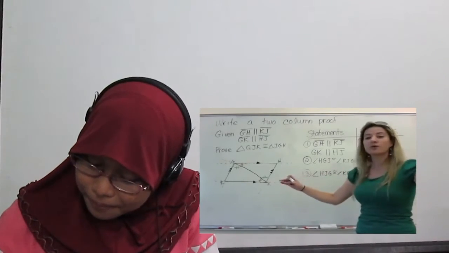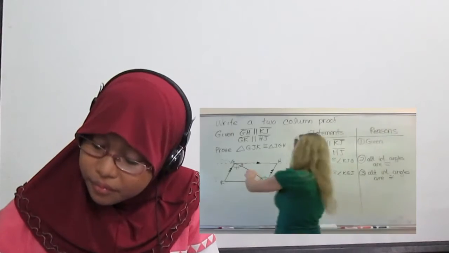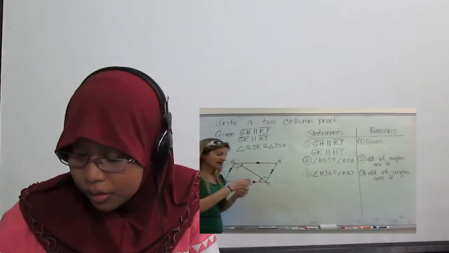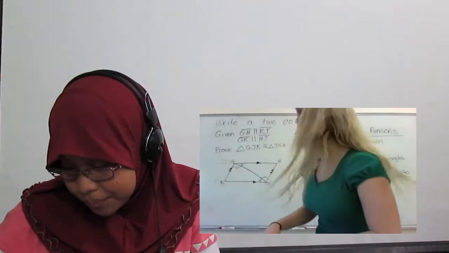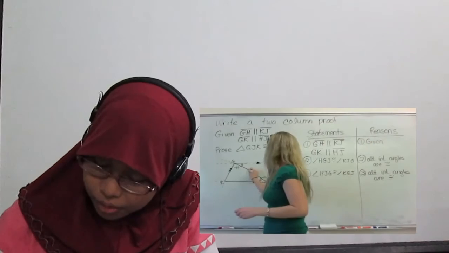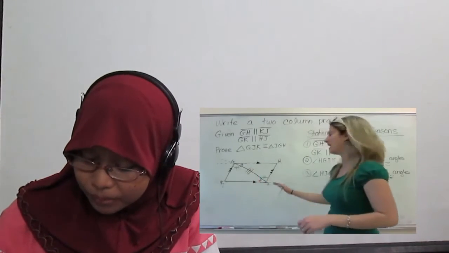But the other one was shared side. And guess what? They share this side in the middle, side GJ. Look at that. Fabulous. What should I mark it off in? Student: Black. Yes. They share that side right there.